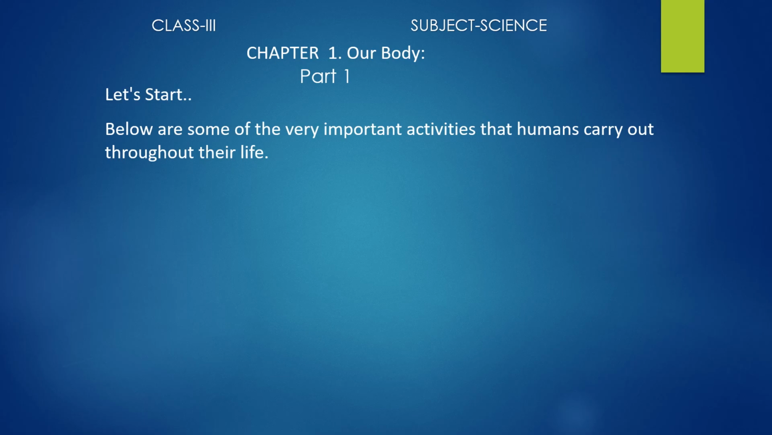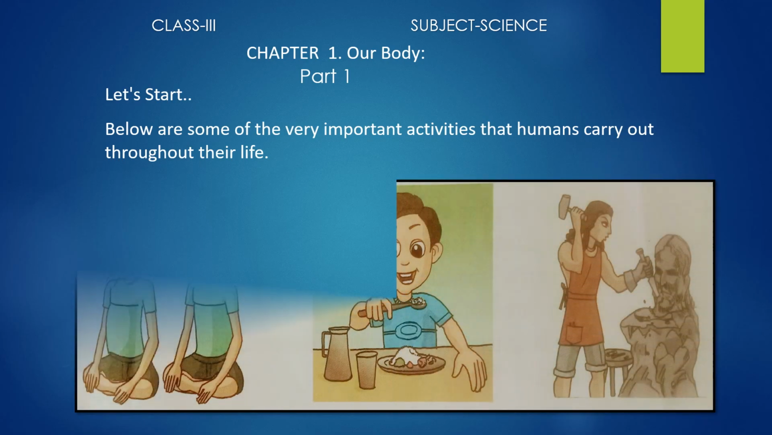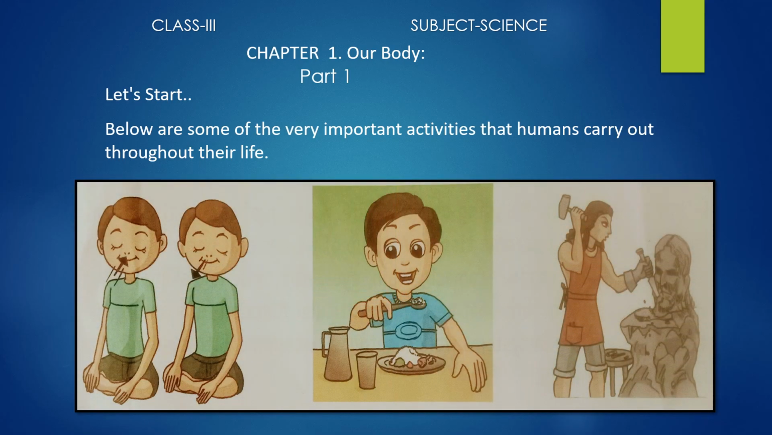Below are some of the very important activities that humans carry out throughout their life. In the pictures shown, in the first picture we can see a boy and a girl breathing, in another picture a boy is eating, and in the third picture a person is working. To do all these things we need energy. How the human body gets this energy, we are going to learn in this chapter. So let's start.